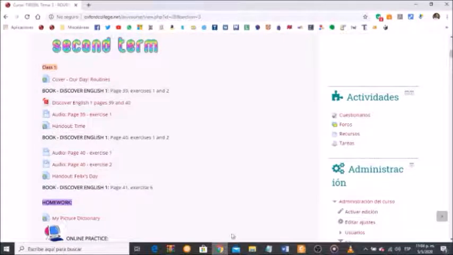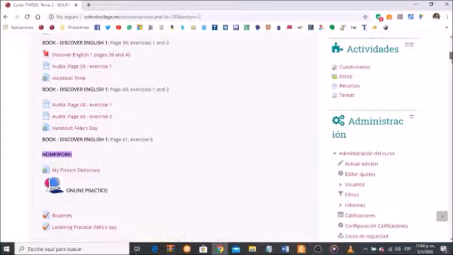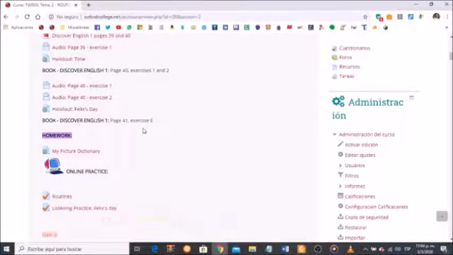Okay, so con esto terminamos la primera parte de la clase. Recuerden que ahora van a seguir la segunda parte de la clase con Zoom con sus profes. Antes de que inicien esa segunda parte, les recuerdo que van a llevar tarea. Por un lado van a tener un handout que se llama My Picture Dictionary y van a tener dos tareas de tarea virtual, de online practice.